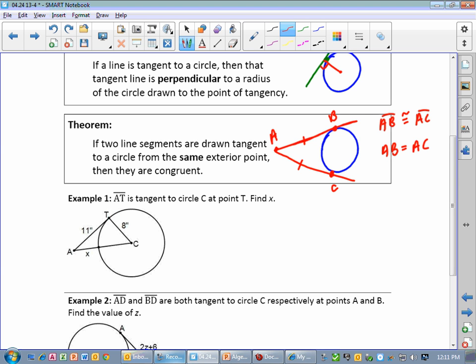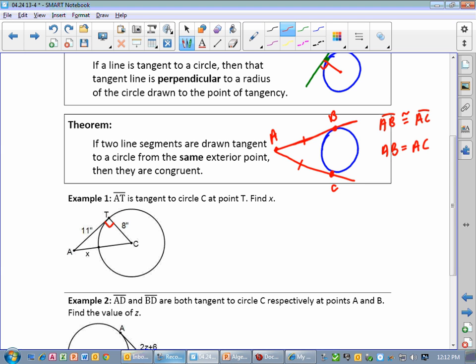Okay, so first example, first theorem. We've got segment AT is tangent to circle C at point T, and it says find X. Now, first off, notice X isn't AC. X is just this little part outside the circle from A to that point that's on the circle. Okay, so our goal is to figure out that length. Now, the first theorem says if a line is tangent to a circle, then it must be perpendicular to the radius. So notice AT is tangent to the circle, and CT is the radius. So those must be perpendicular.